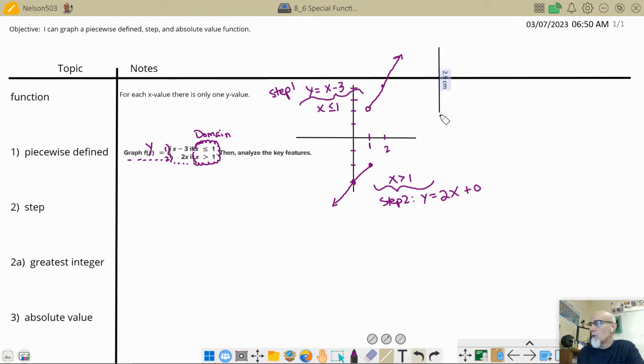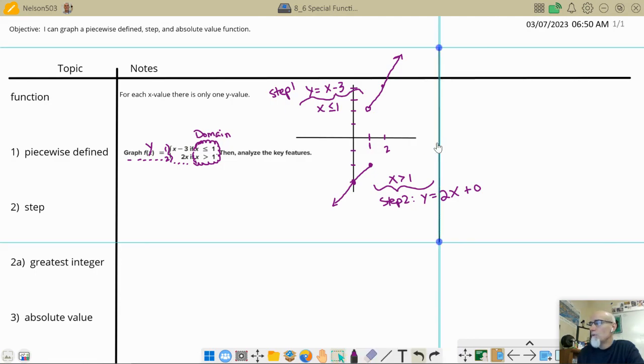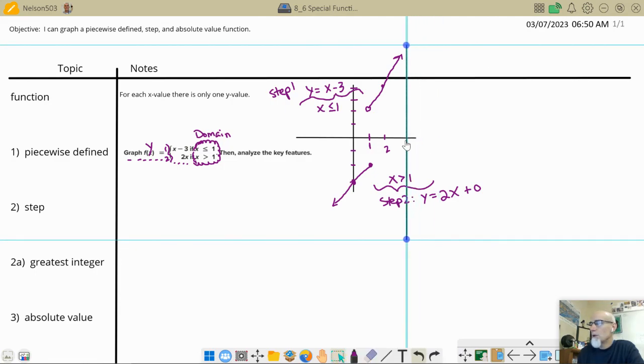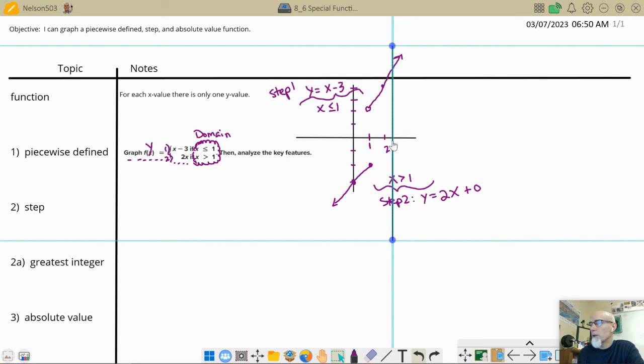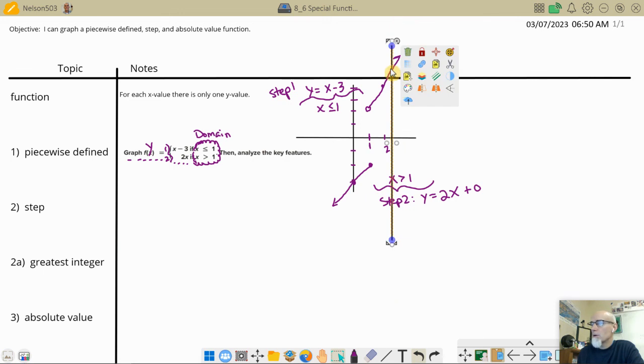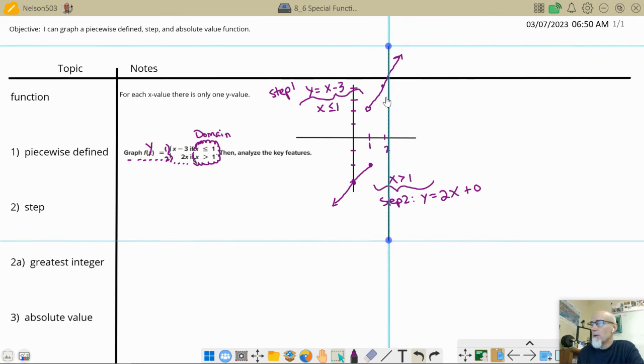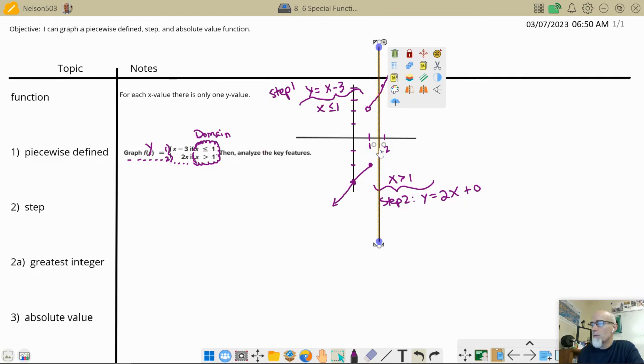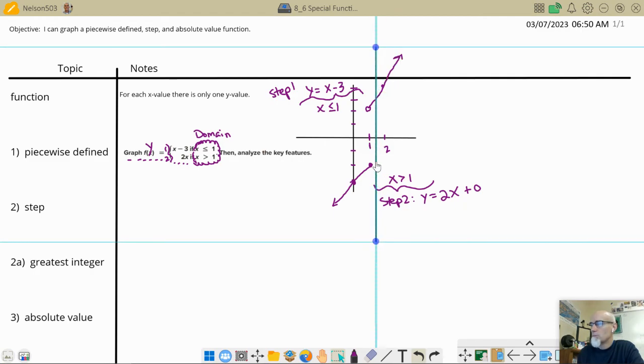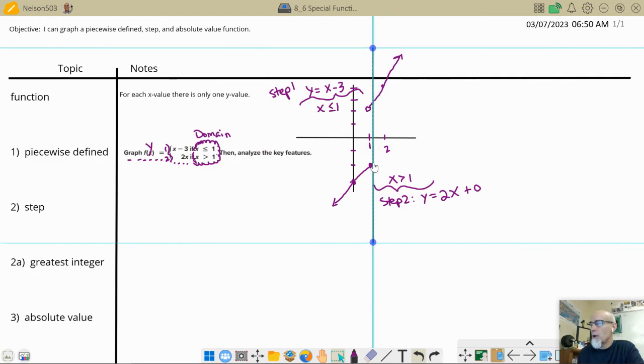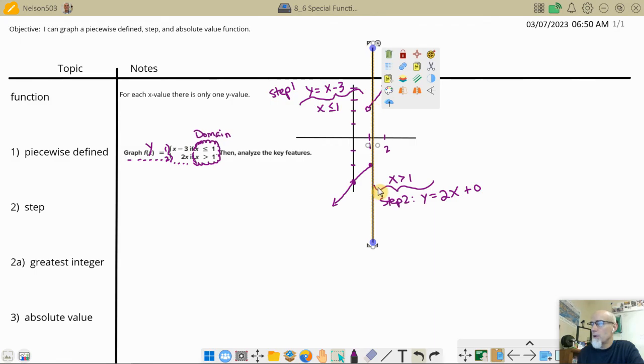So I'm going to draw a vertical line right over here. If it's a function, I should be able to grab that vertical line and move it anywhere I'd like, and it should only cross the graph in one spot. So right here, it's crossing the graph at that one spot. Right here, it's crossing in only one spot. Now, I don't know how accurately I drew this. Right here, it's only touching in one spot. It's touching right up there.